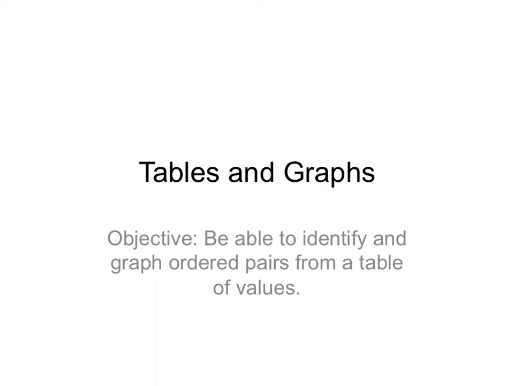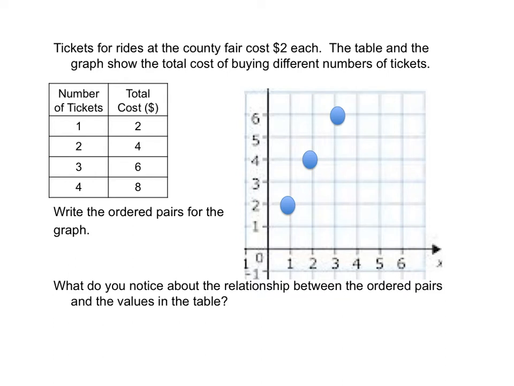Alright, sixth graders, today let's take a look at tables and graphs. By the end of this lesson, you'll be able to identify and graph ordered pairs from a table of values. So let's look at a real-life example of this.